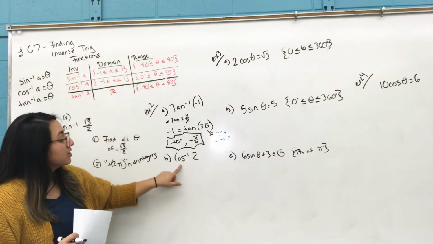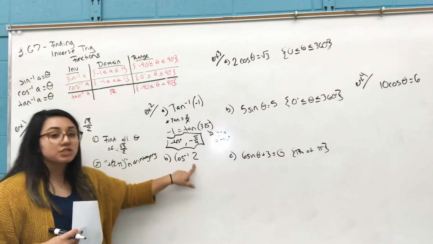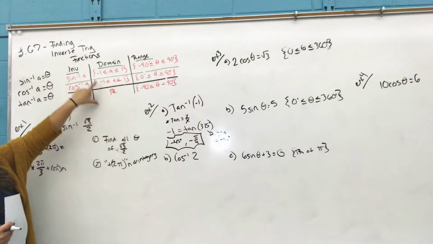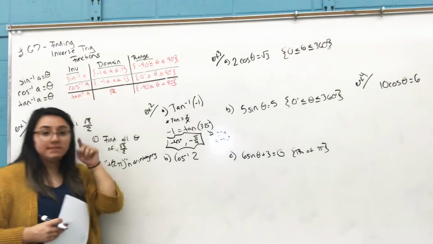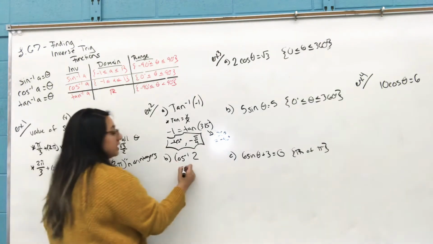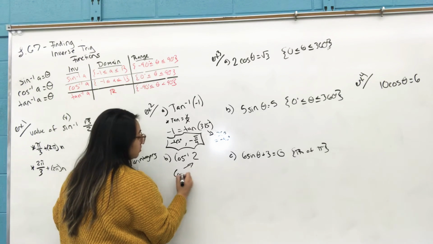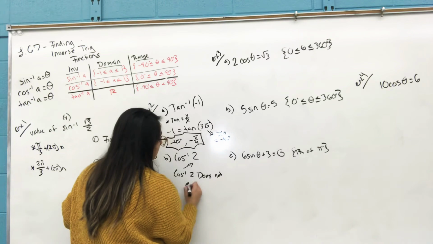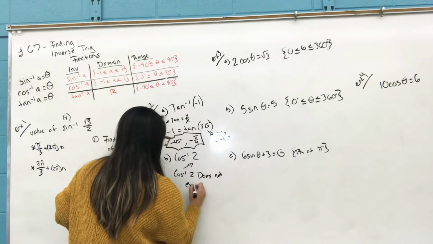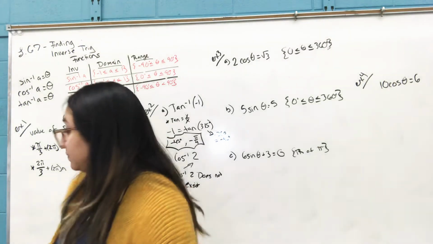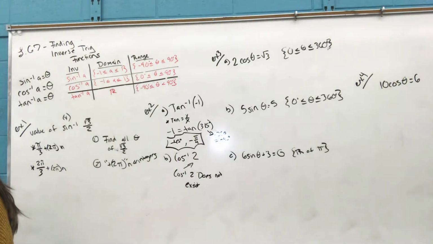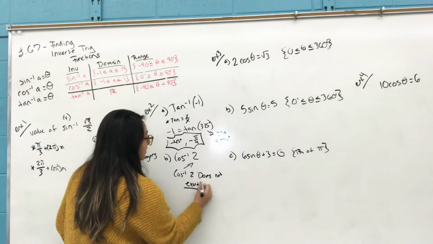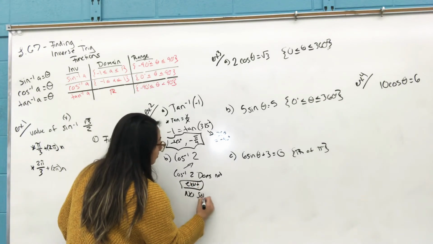Next one, B, the inverse cosine of 2. If we look at our domain, because this number is dealing with our domain, cosine has to be between -1 and 1. Here we have the inverse cosine of 2. In this case, the inverse cosine of 2 does not exist. So therefore, you don't have any answer there. I spelled it wrong. Exist. There's no answer, no solution.